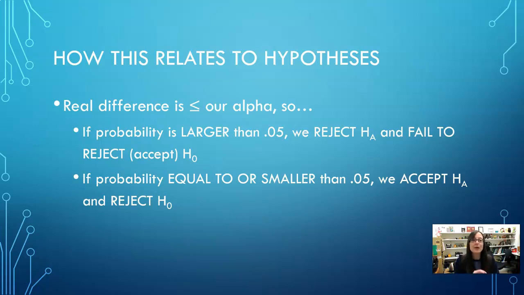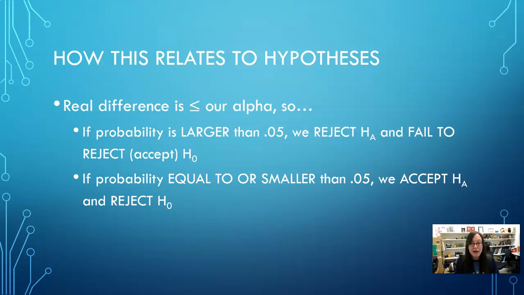So basically you're rejecting that real hypothesis because the probability for error is too big to say that difference is something real. If the likelihood of getting that is 0.06 or 0.10 or 0.5, that means the likelihood of that happening due to error is like 50-50. So we're not going to say that means it's something real. We have to be a lot more sure than that.